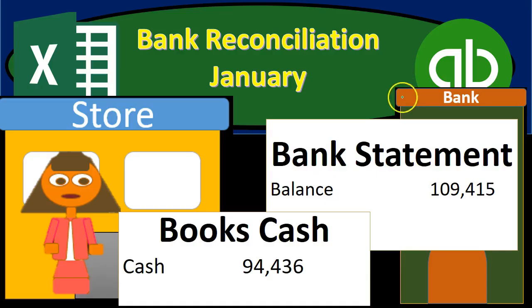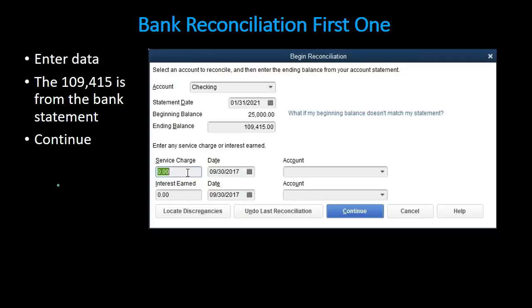We will first take a quick look at QuickBooks and then jump back over to Excel and enter the data there. When considering QuickBooks, we have a feature to allow us to conduct the bank reconciliation. That starts with choosing the account. We're going to choose the checking account, and then we're going to put in the date.